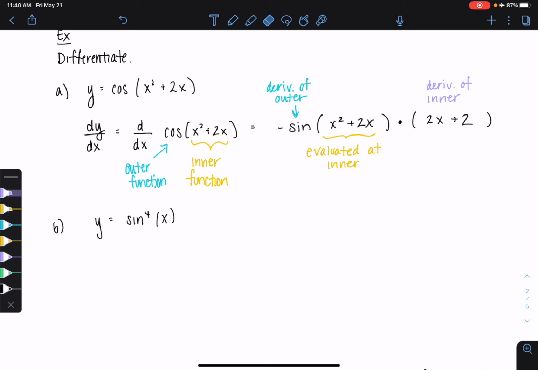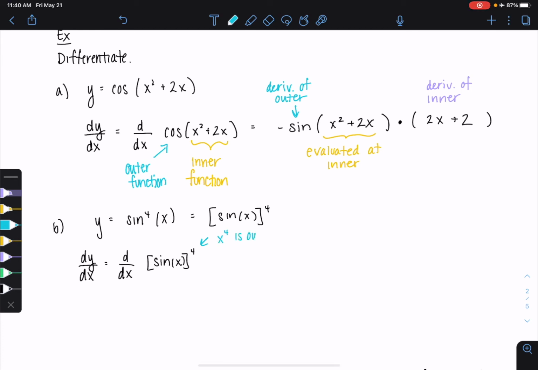Let's do sine to the fourth of x, which remember is really the sine function raised to the fourth power. So if I want to find this derivative with respect to x, I'm taking the derivative of sine of x to the fourth power. So this is a little bit harder. My outer function is that fourth power. So it's really like we have x to the fourth is the outer function. The inner is going to be sine of x.